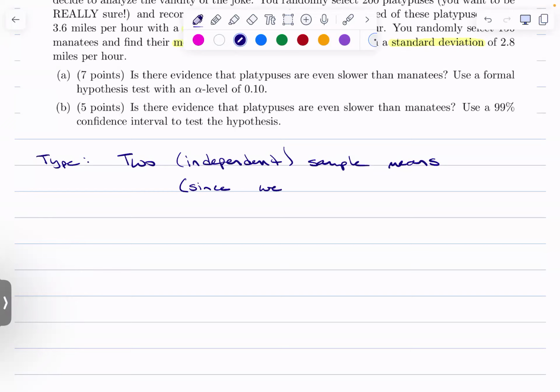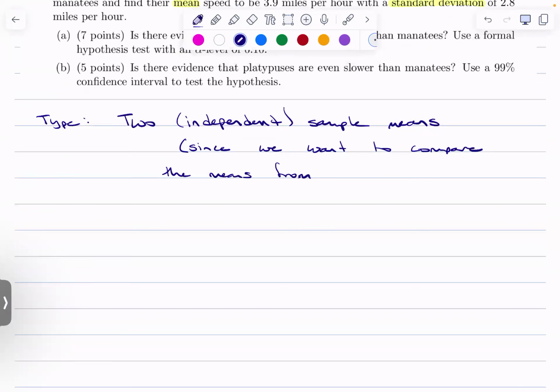Since we want to compare the means from two groups.